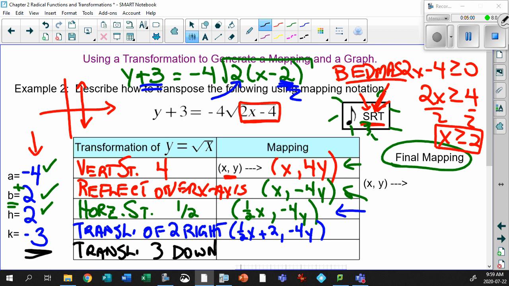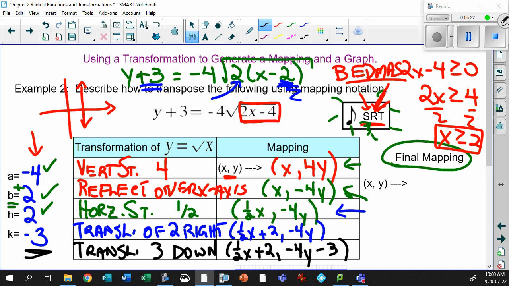3 down. So how does this mapping turn out? Well, take a look. This is still the 1/2 x, this is still our movement of 2, this is still our reflection and our stretch of 4, and now we're going down by 3. Guess what? There's our final mapping.